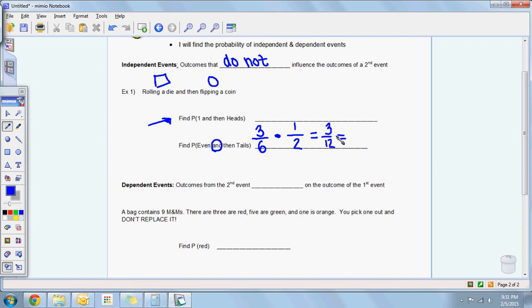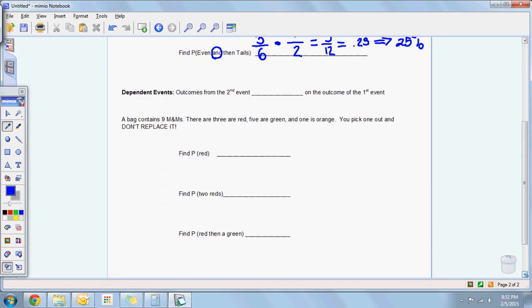And then remember, for probability we are always going to find the percentage. So when you divide the top and the bottom, you're going to get 0.25. And remember to change that to a percent, which would give you 25%. So not great chances, but not too bad either. You have a 25% chance of getting an even number and a tails. Okay, so I want you guys to pause the video and try to find the answer to this first example of independent events.